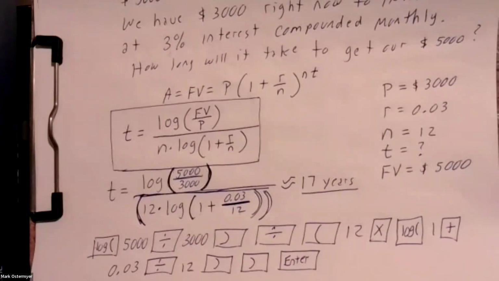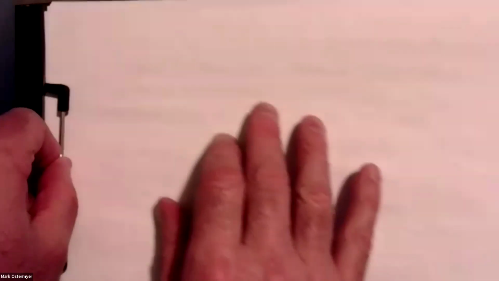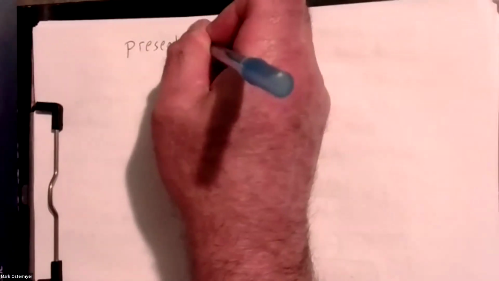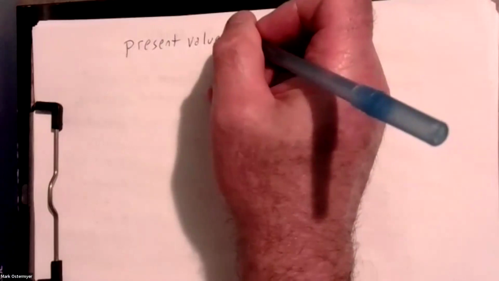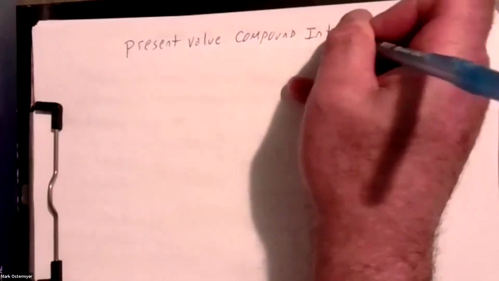All right, the next problem I'm going to show you is still using the compound interest formula. But ladies and gentlemen, this is not going to be a future value problem. This is going to be called a present value problem. So it's called the present value compound interest problem.